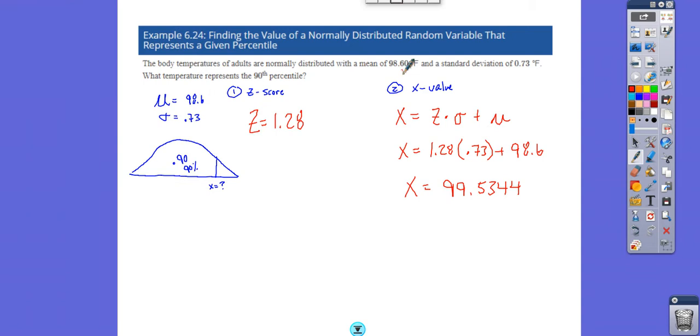And then at this point, we should determine what kind of rounding they want us to do. I don't see a particular rounding there. Let me go look behind the scenes real quick. I'll be right back.